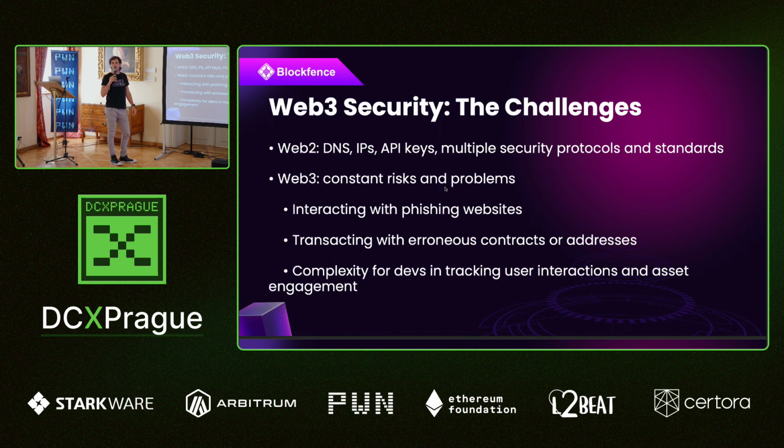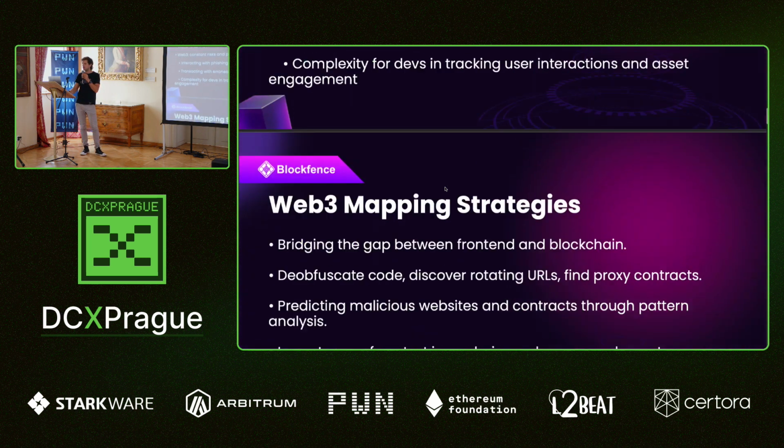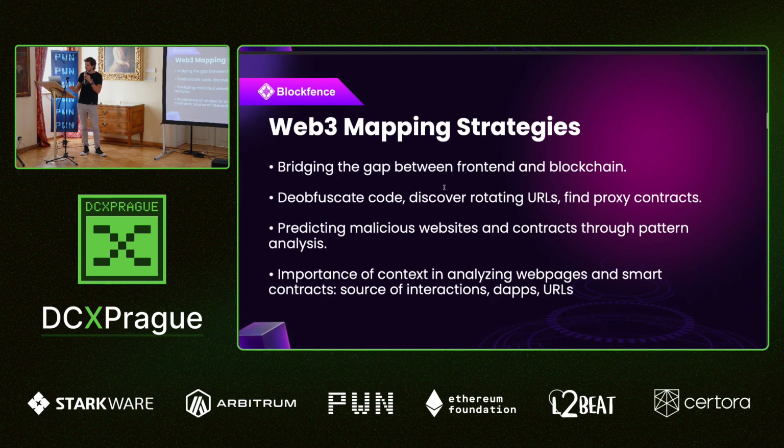And in Web3, we have lots of risks and problems, right? As I was saying, we interact with phishing websites, we transact with erroneous contracts and addresses, and it's very difficult for investigators and for devs to understand user interactions and how assets flow if they don't have information about where that user is coming from, right? Sometimes we don't know if a transaction is a real transaction or a scam or whatever, because the information that we have on blockchain, for example, that you can see in Etherscan, is not enough.